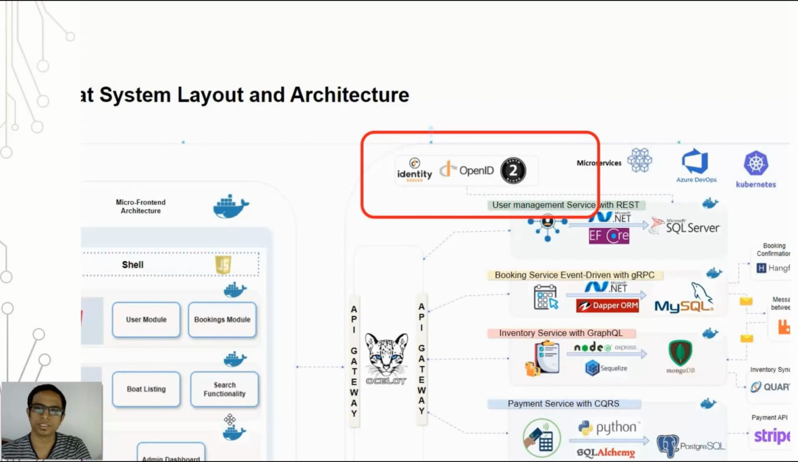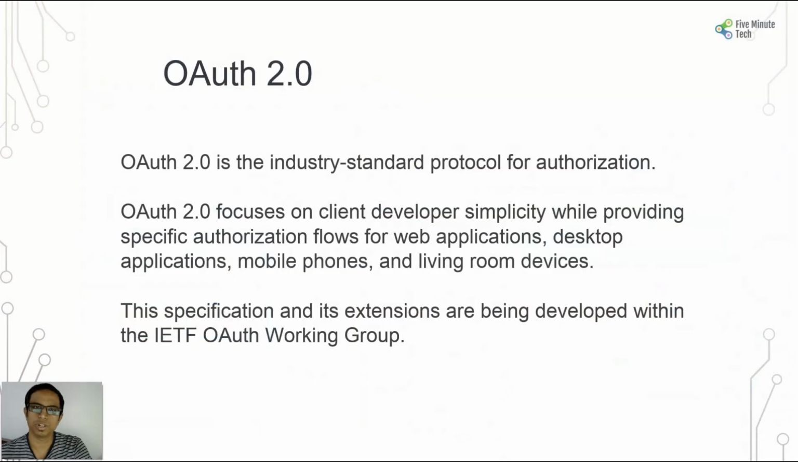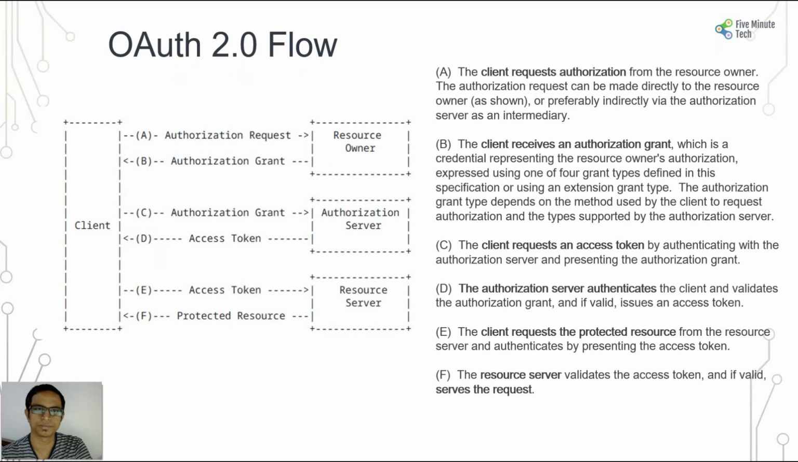So let's get started. What is OAuth 2.0? OAuth 2.0 is the industry standard protocol for authorization. OAuth 2.0 focuses on client developer simplicity while providing specific authorization flows for web applications. This specification and its extension are being developed within the IETF OAuth working group, and this designs all the principles around this protocol. OAuth 2.0 flow.